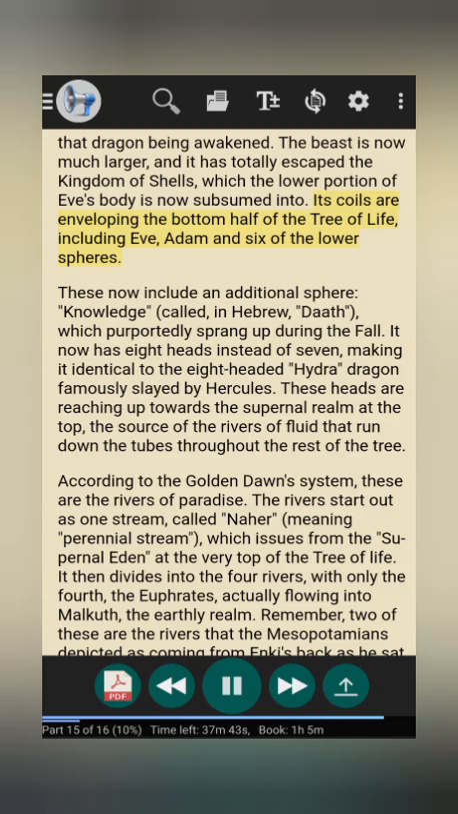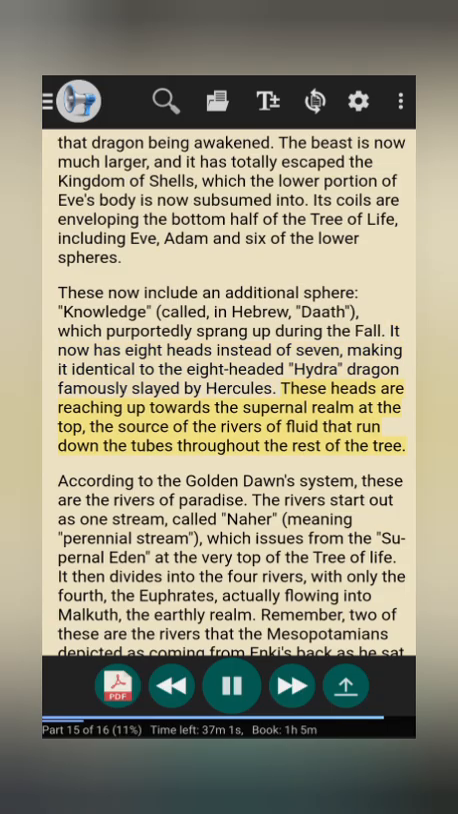Its coils are enveloping the bottom half of the Tree of Life, including Eve, Adam, and 6 of the lower spheres. These now include an additional sphere, knowledge, called in Hebrew Dath, which purportedly sprang up during the fall. It now has 8 heads instead of 7, making it identical to the 8-headed Hydra dragon, famously slayed by Hercules.